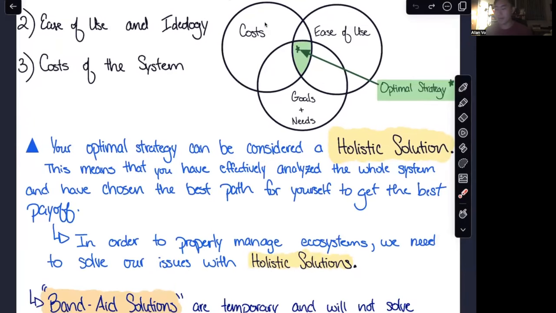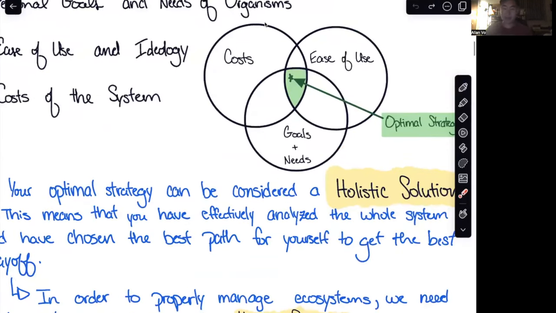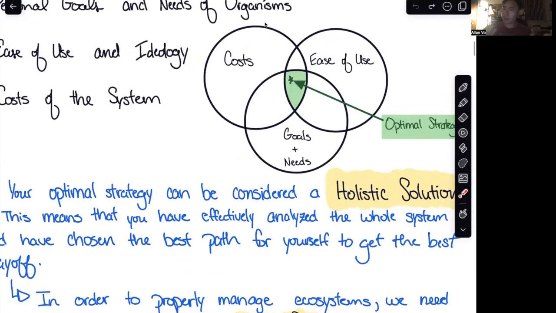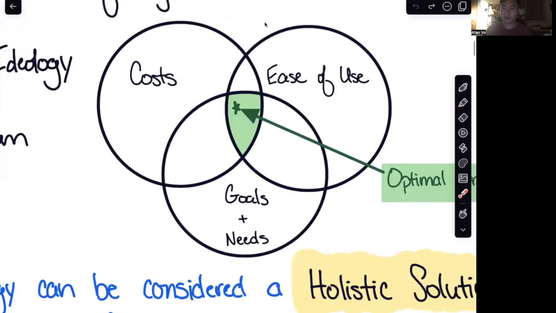One thing you can consider is that an optimal strategy can be considered a holistic solution. And the term holistic is seen as this holy grail, because what does the word holistic really mean? It means that you have fundamentally analyzed the whole system and have chosen the best path for yourself to get the best payoff. A holistic solution takes into consideration the entire picture. And what we've done here is created the entire picture. Once we realize what the entire picture is, we can focus on what part of the picture we really like the most. And that part of the picture translates to our optimal strategy here.